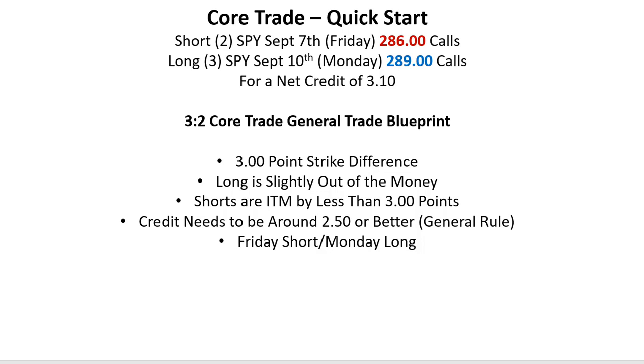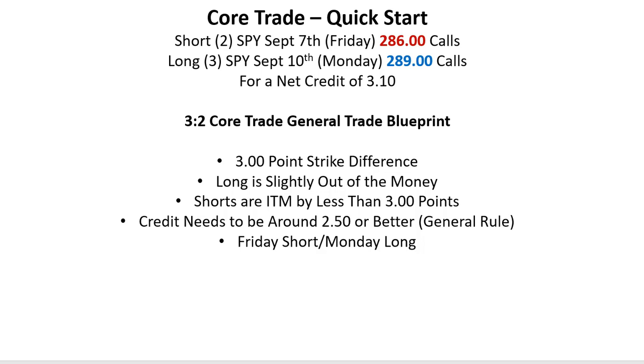And so that's the example. And here are the different details of the blueprint of this 3-2 trade. Again, 3-point strike difference. The long is slightly out of the money. It could be at the money, or maybe even slightly in the money. So I just wouldn't venture away from that too much to begin with. The shorts are in the money by less than 3 points, and that's in this example. Again, it might be at the money, might be slightly in the money, but you get the idea.